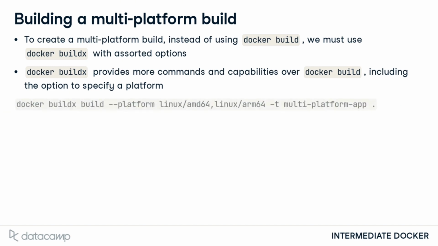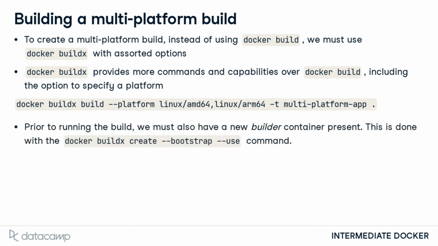The actual command used is docker buildx build --platform followed by the platforms, then -t, the image name, and a dot. This tells Docker to build an image for both the Linux AMD64 and ARM64 platforms. Note that Docker buildx also requires a new builder container present to build multiple platforms. This is done with the docker buildx create --bootstrap --use command. Don't worry about the details of this command, just note that it must be present prior to running a multi-platform build.